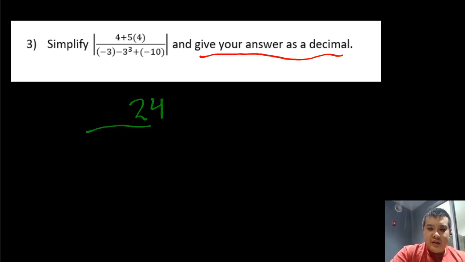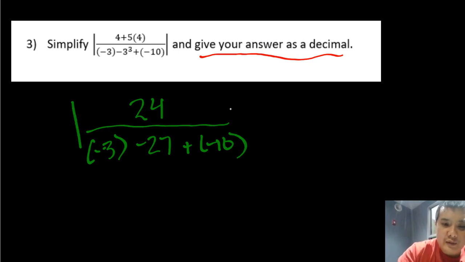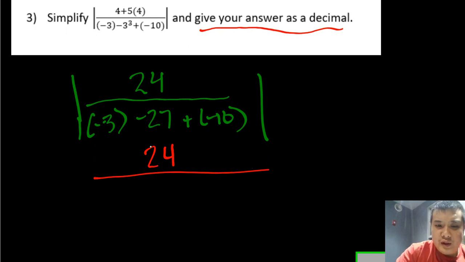The bottom part is a little bit more difficult. Here we're going to have to do the cube of 3. So that is negative 3 minus 27 plus negative 10, all of that in absolute value. Don't forget that this is all in absolute value. Then we have 24 over negative 3 minus 27, well, that is going to be negative 30 plus negative 10.